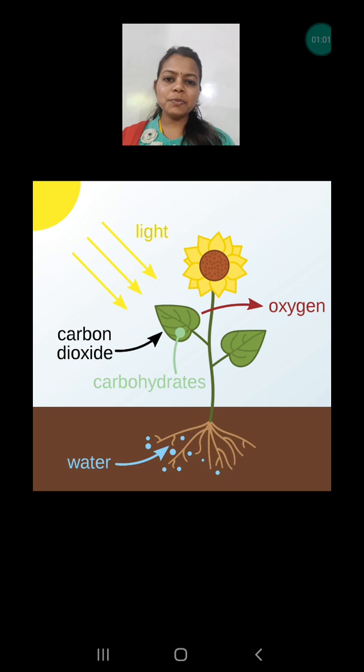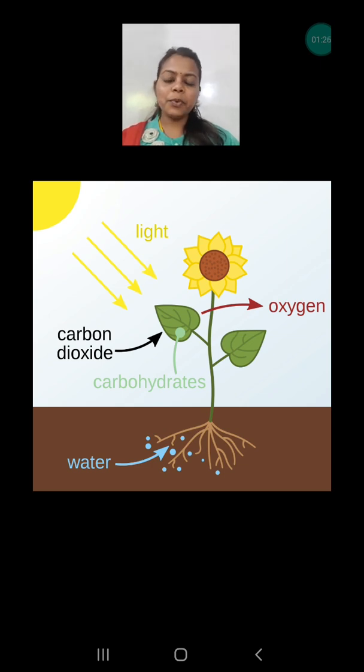One more time I am explaining. Photosynthesis is the process in which plants make their food in the presence of chlorophyll and sun, with the help of water and carbon dioxide, in the form of glucose, and in this process they also release oxygen. Water they absorb from the soil, carbon dioxide they absorb from the air.